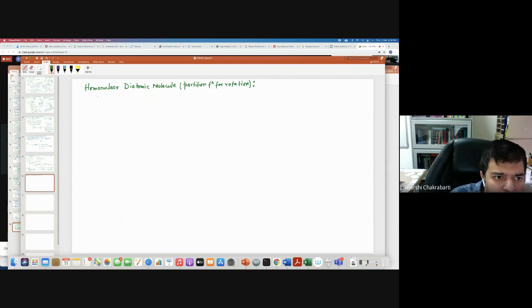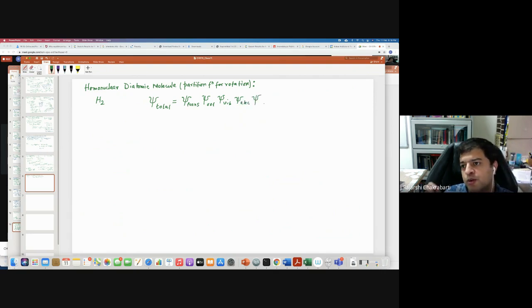Now, homonuclear diatomic molecule means it could be hydrogen. In quantum mechanics, this total wave function I can write as a product of what? For a diatomic, you have the translational wave function times rotation times vibration times electronic, and what else? You also have the nuclear part, the spin of the nucleus itself. You can add this. Is this clear? Yes, sir.